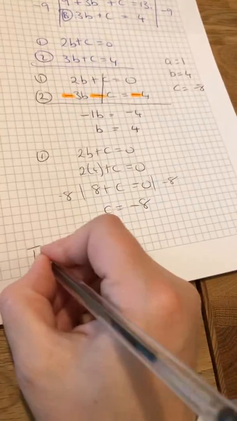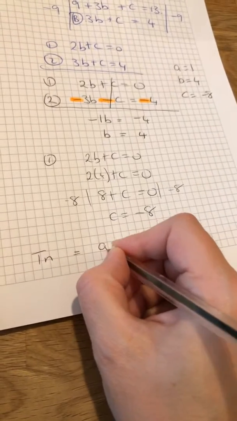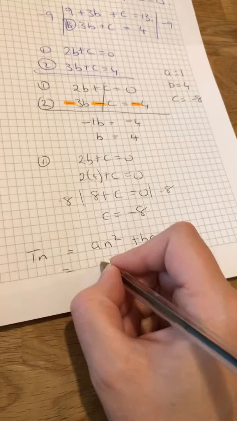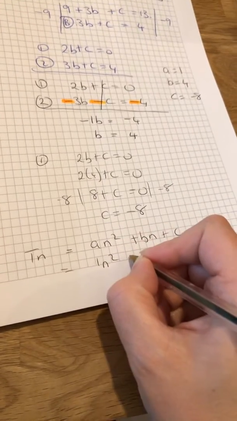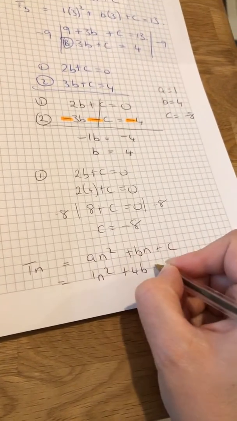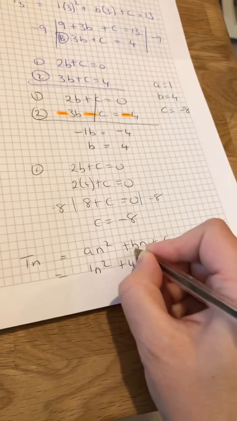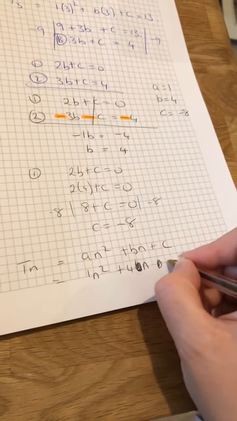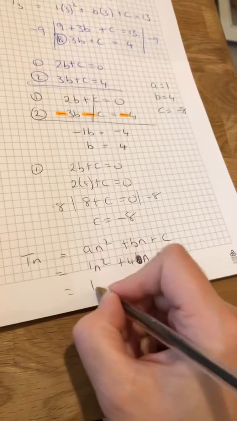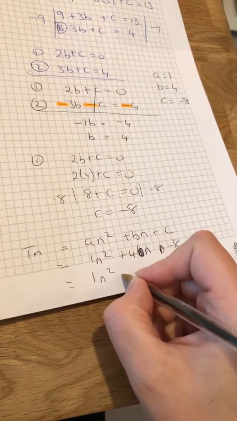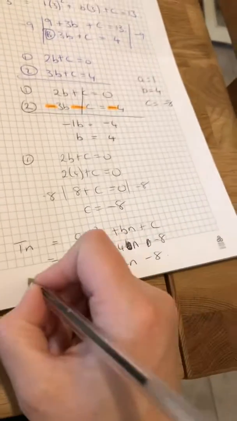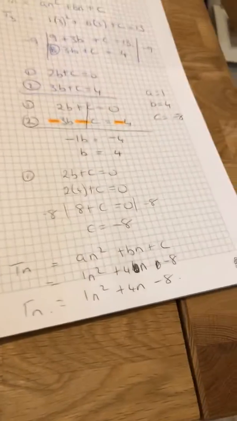And now you go back to your general formula. So it's Tn is equal to an squared plus bn plus c, and you sub in your values. So it's 1n squared plus 4n, changing b to a 4, and plus a minus 8, which is minus 8. So rewriting that, 1n squared. You don't need the 1, but you can have it, plus 4n minus 8. And that's the answer to the general formula.